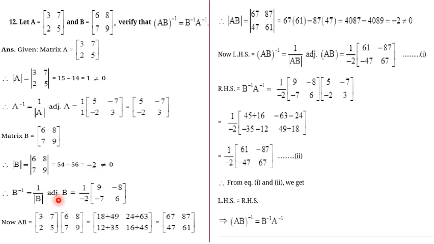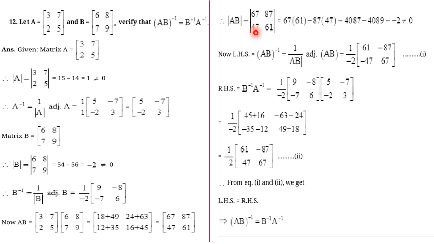So 1 upon mod B into adjoint of B. Again, adjoint of B, children, is the transpose of the cofactor matrix. So this is the transpose of the cofactor matrix. It is written over here. Now here AB is equal to this matrix A into this matrix B. Actually you multiply and you get this matrix AB.